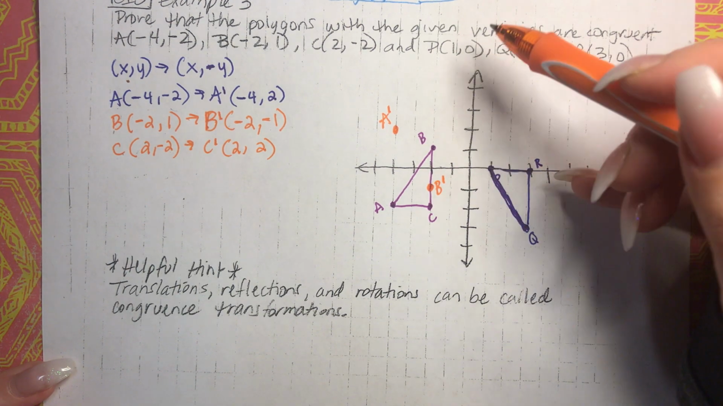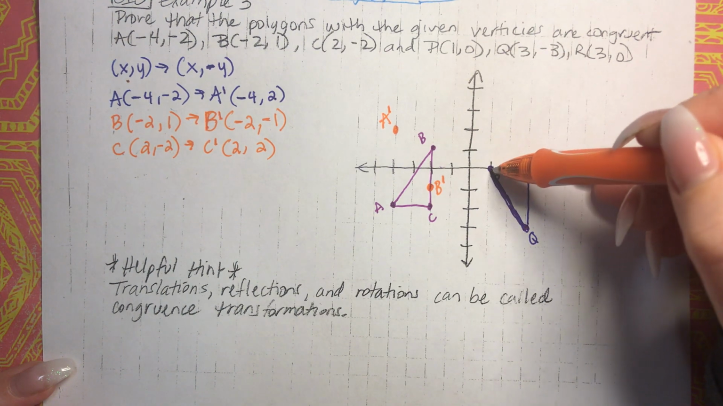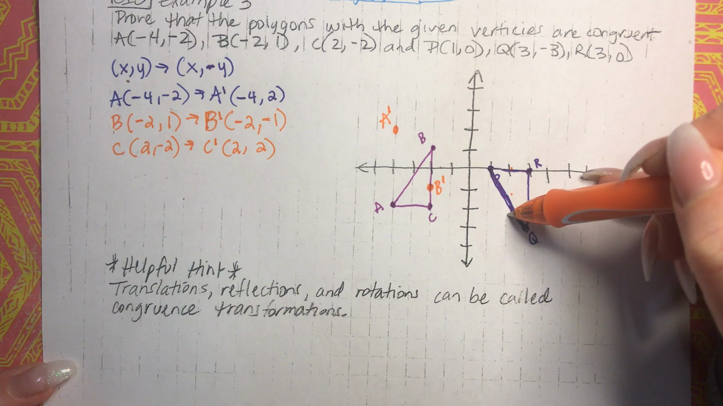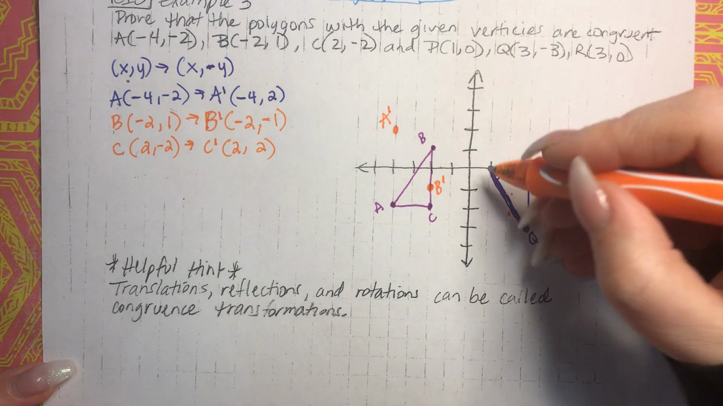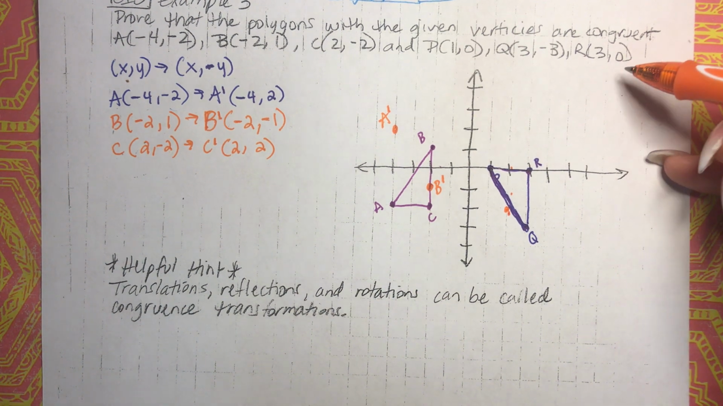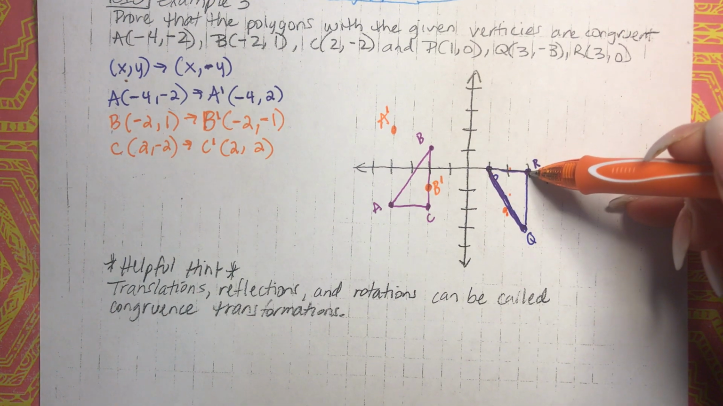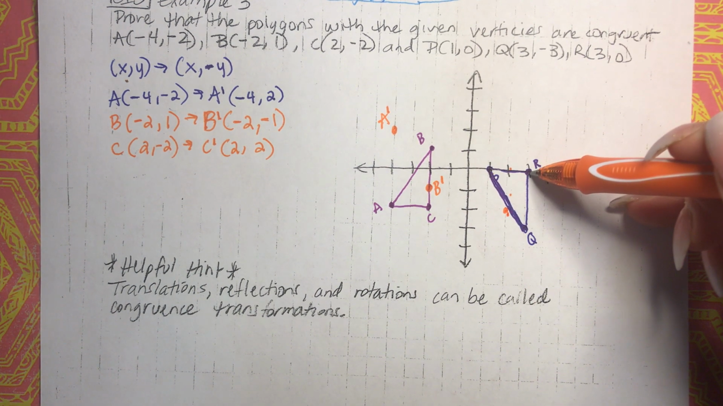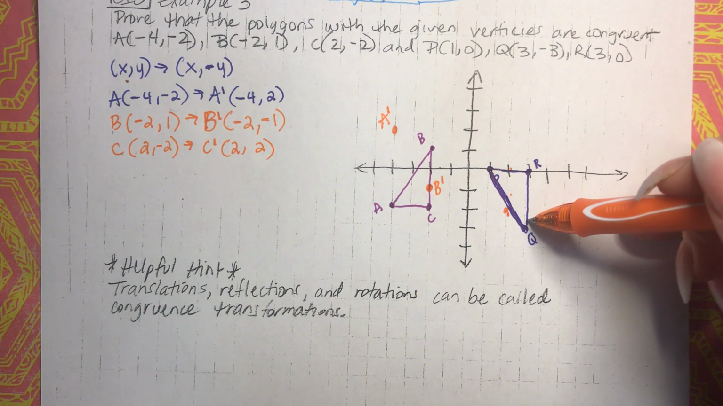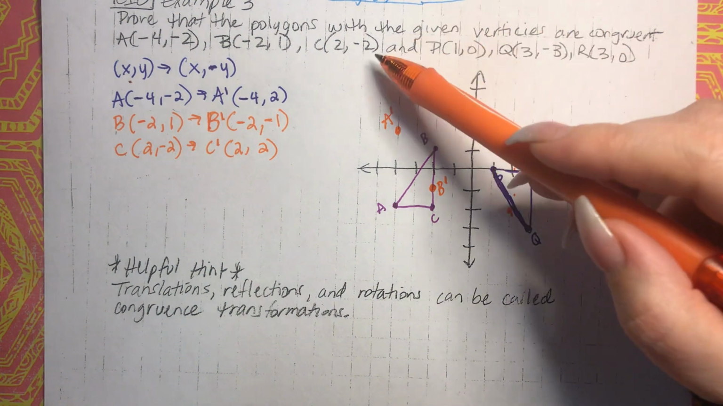Wait, is that right? That's not right. 2, 2, 2, -2, 2 would be 1, 2; -2 would be all the way over here. Oh no, did I totally mess this up? How did I mess it up here? 1, 0, 1, 2, 3, -3, 3, -3, and then R would be 3, 0. How did I mess that up?